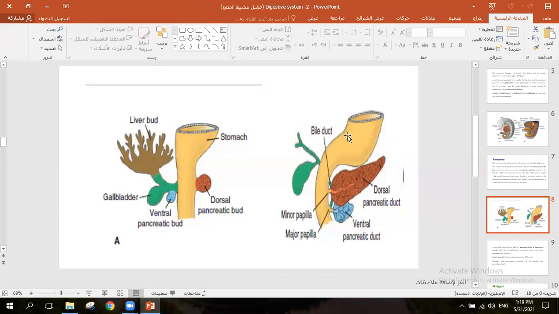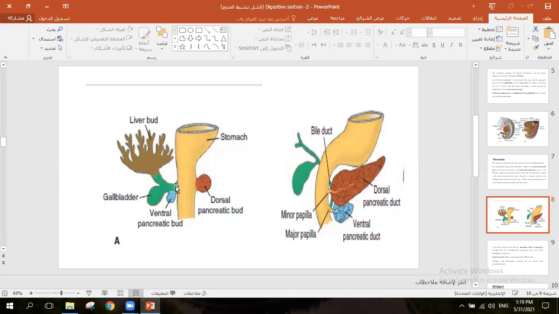الفنترال بنكرياتيك بود راح يصير هنا مو روتيشن. من راح يصير الروتيشن؟ راح تصير تحت الدورزال بنكرياتيك بود. هذه هي البايل دكت اللي هي تربط بين الليفر وبين الديودينم. هذه هي الجول بليدر. زين، وهنا صارت الدورزال بنكرياتيك بود والفنترال بنكرياتيك بود.